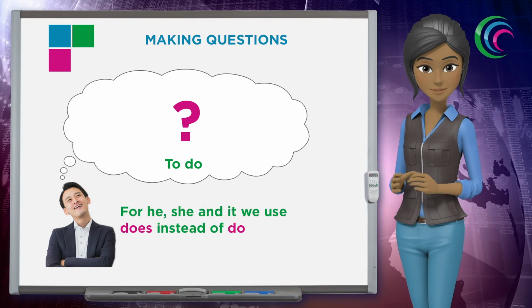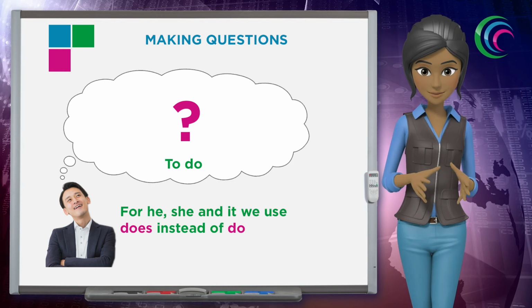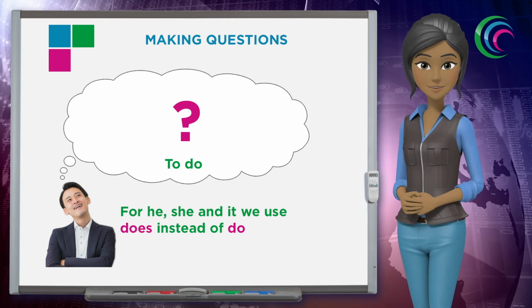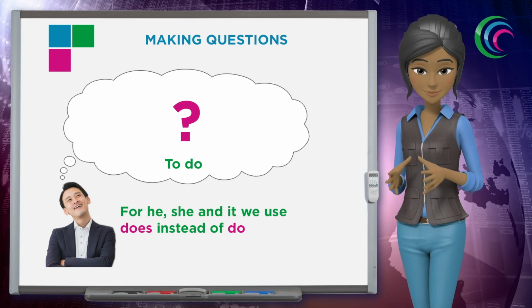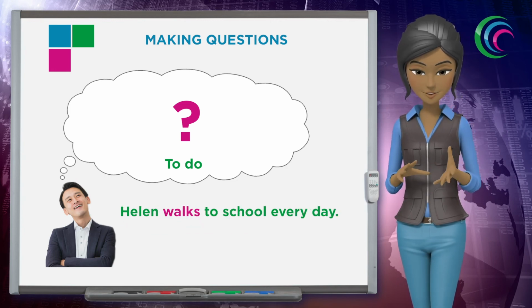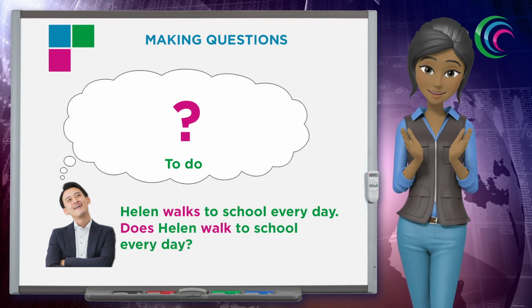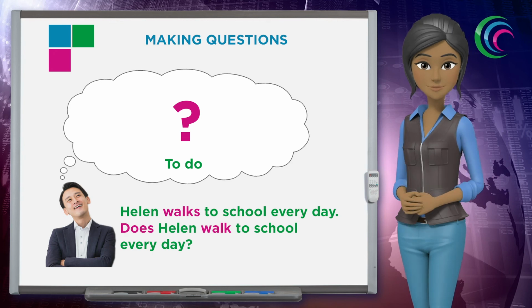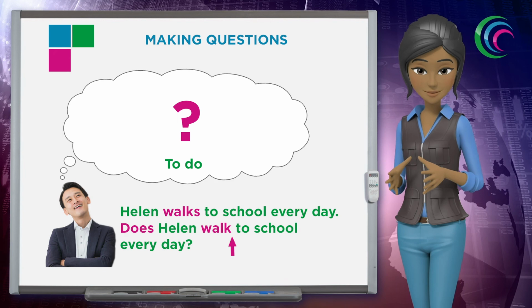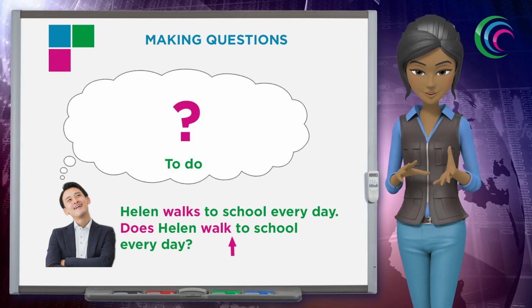Remember, for he, she and it, we use does instead of do. Helen walks to school every day. Does Helen walk to school every day? Notice how the S behind the verb walk disappears.